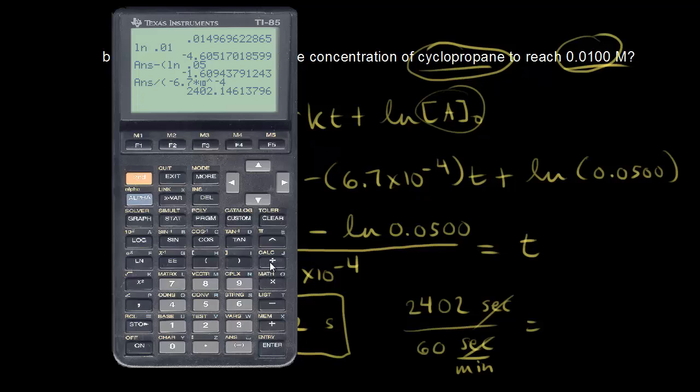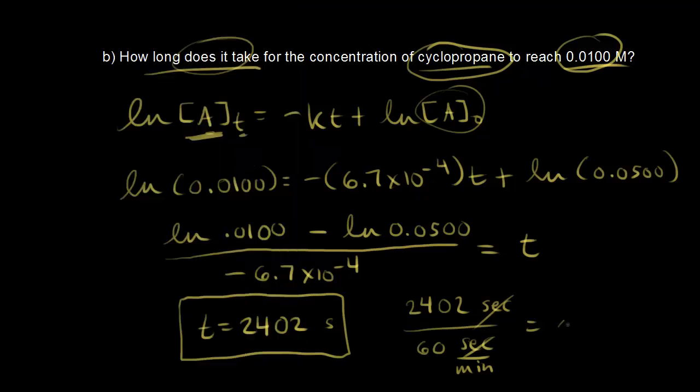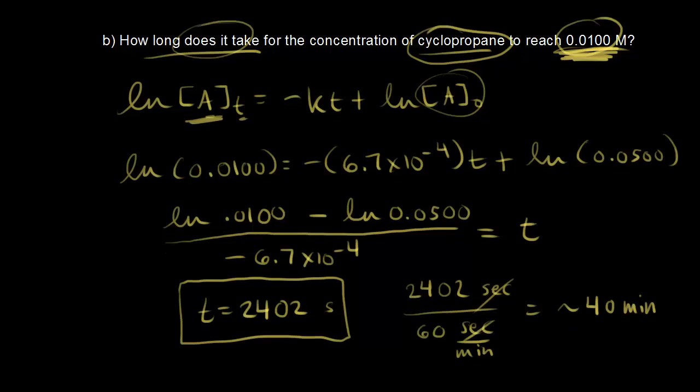Let's take that and let's divide it by 60. Obviously, we're going to get pretty close to 40. So once again, that's something you could do in your head, but 40 minutes. So approximately 40 minutes is how long it would take to reach a final concentration of 0.01 molar. All right, let's look at part C.